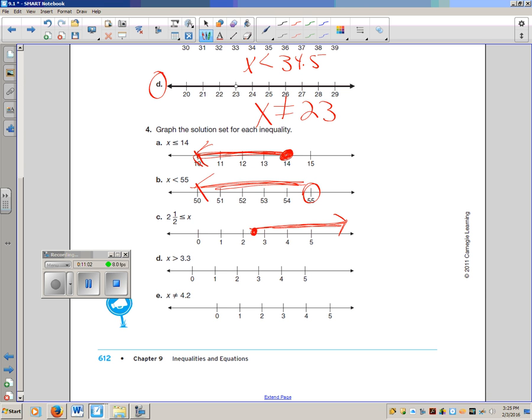D, x is greater than 3 3/10. Greater than. Open circle. Going to the right. And finally, x is not equal to 4.2. So here's about 4.2. Open circle, going to the right and to the left. All right? These are graphing inequalities.